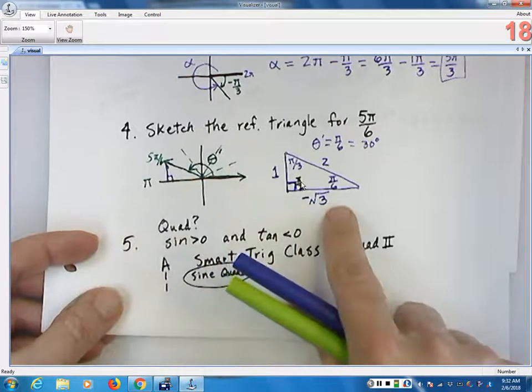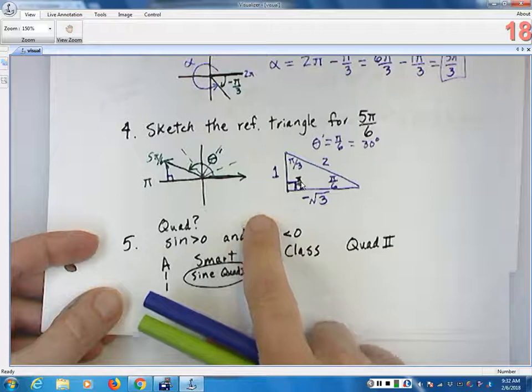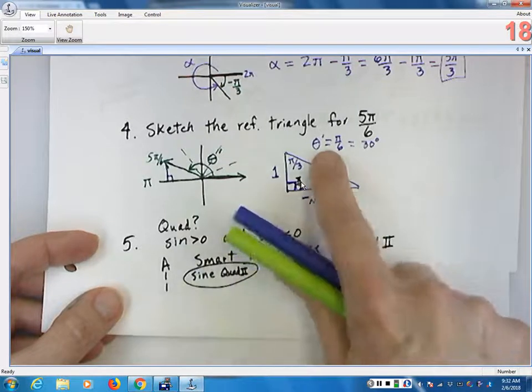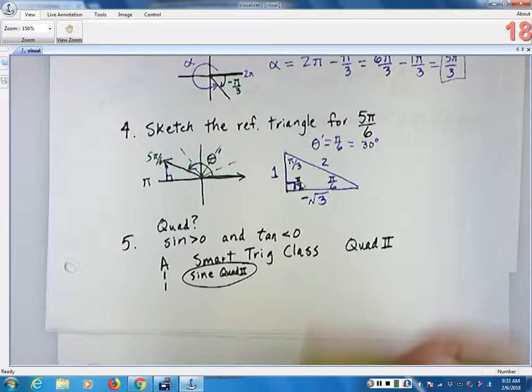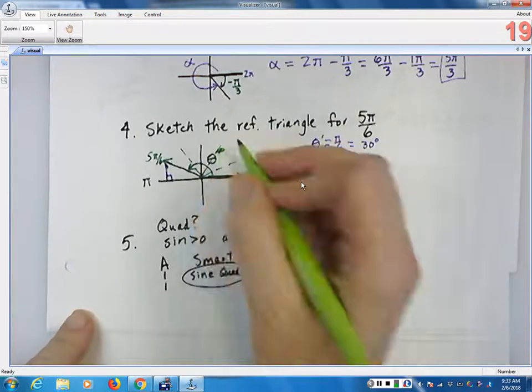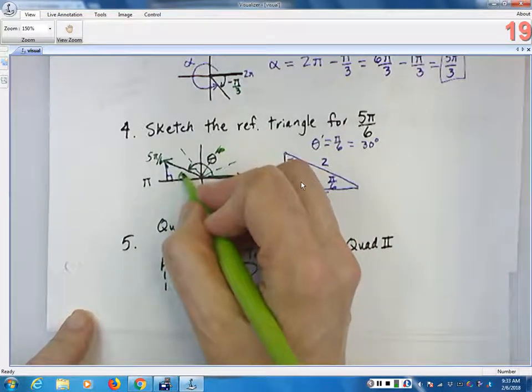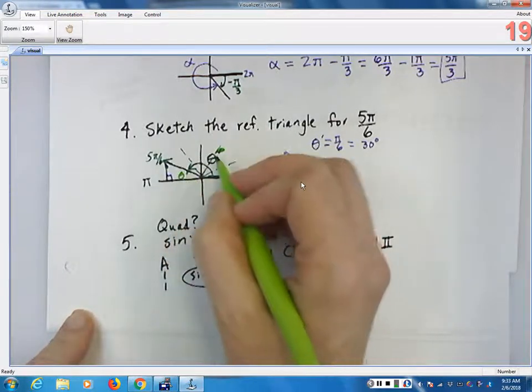And that's what I wanted to see. Theta prime is that. So this picture, this is theta prime, and that's theta.